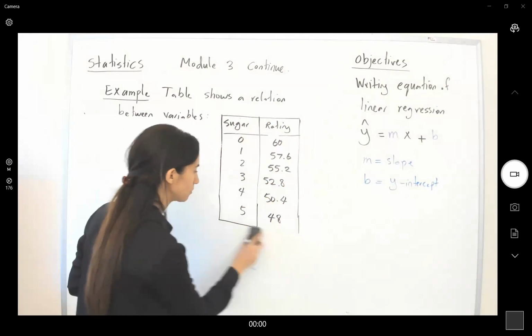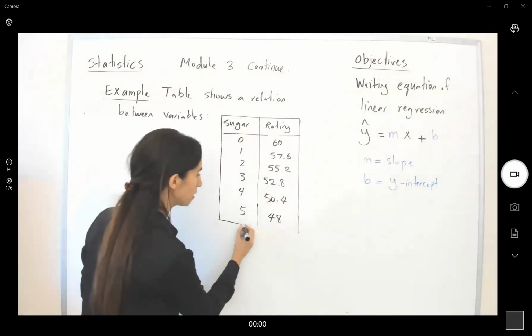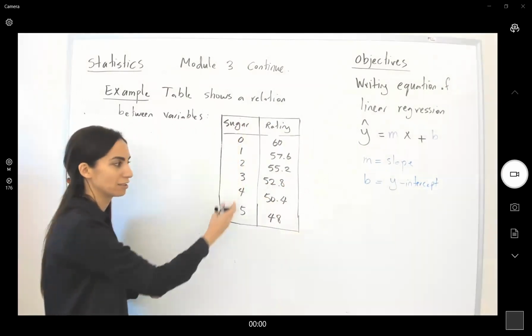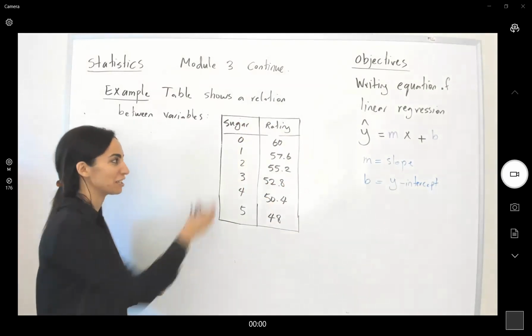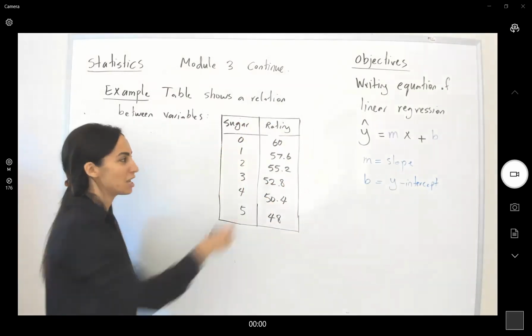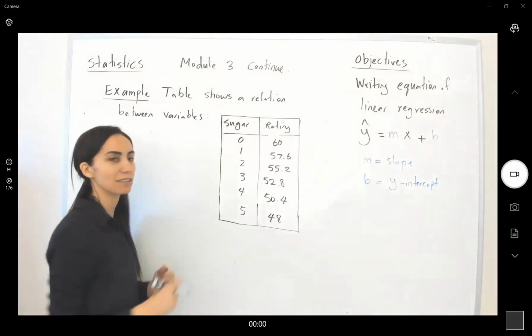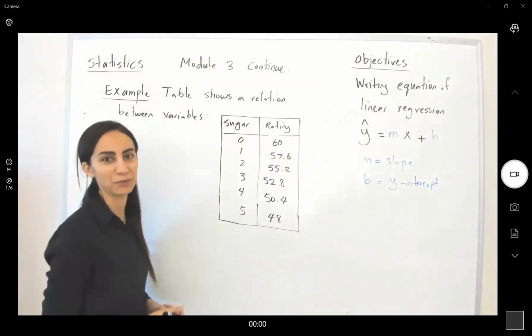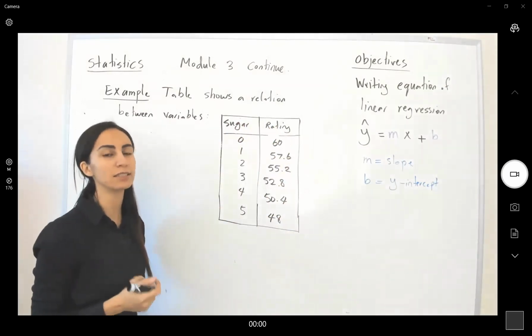So, as you can see, as the amount of sugar is increasing, it is an increasing trend. As you can see, the ratings are decreasing. So we see a decreasing trend.